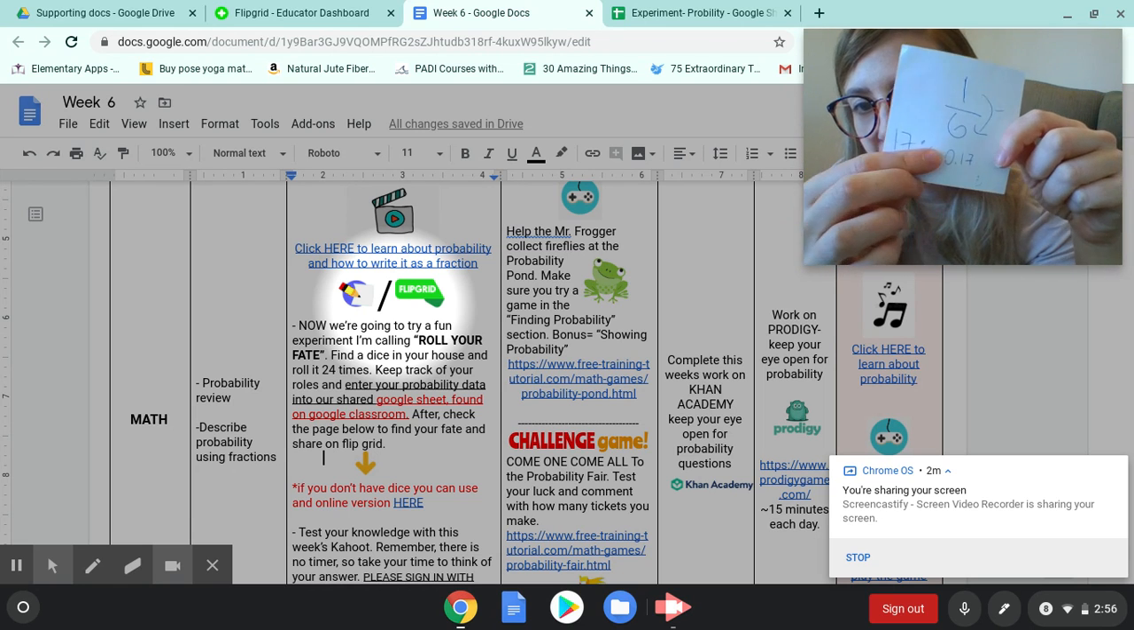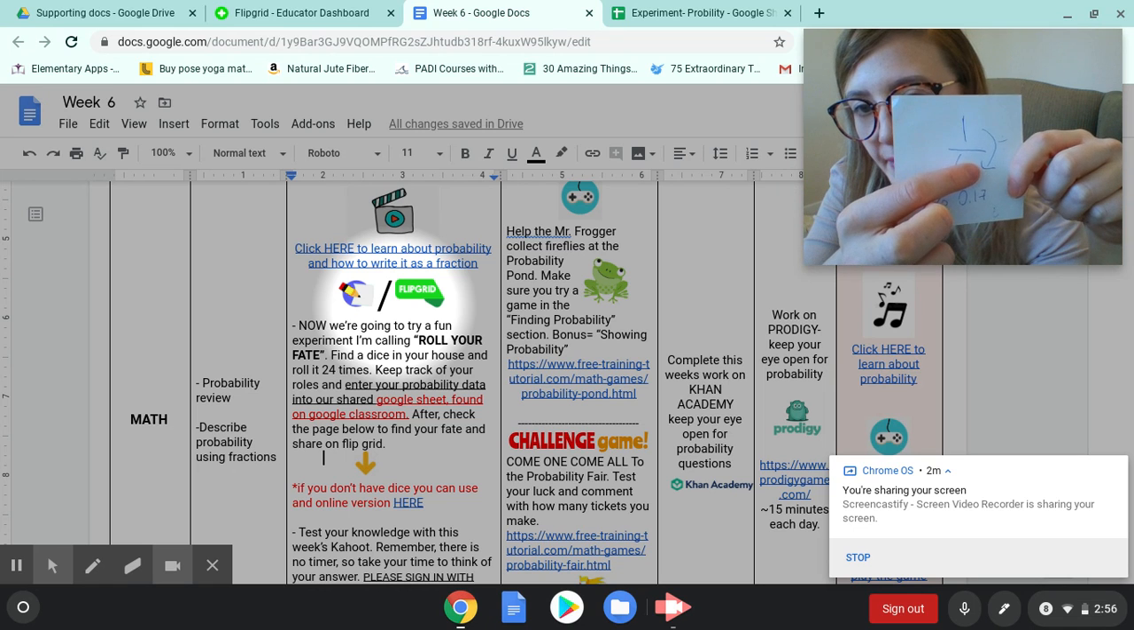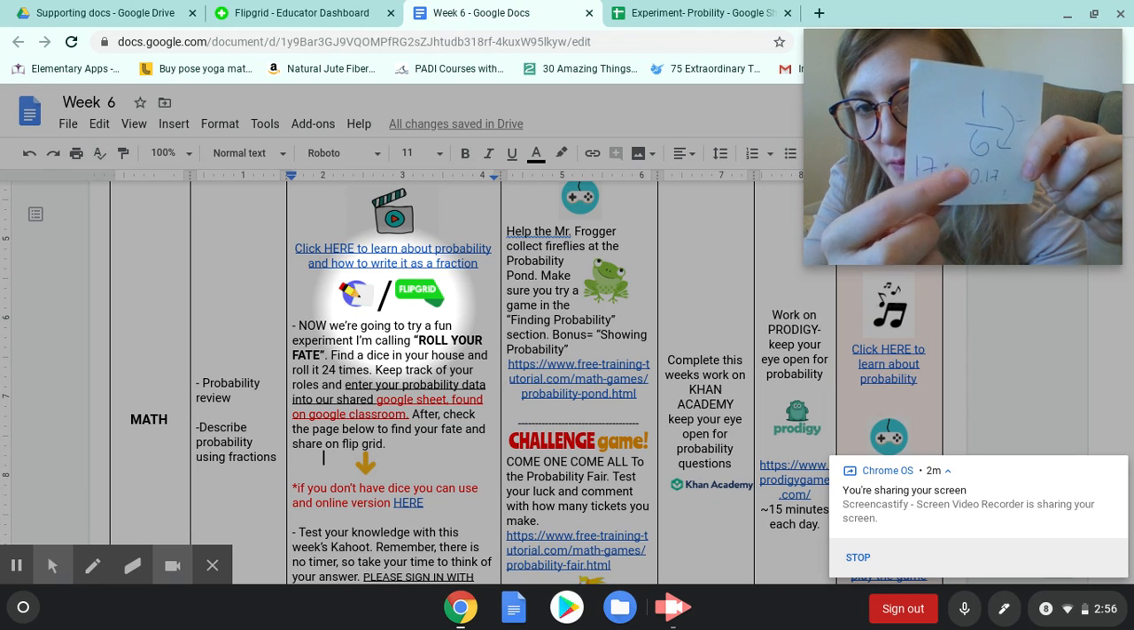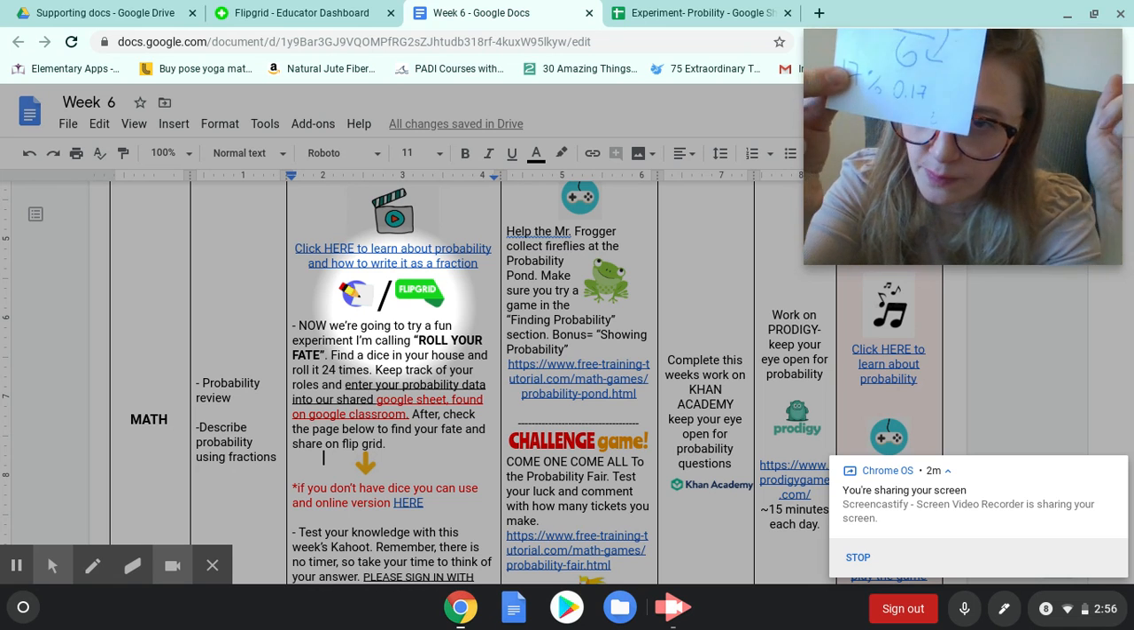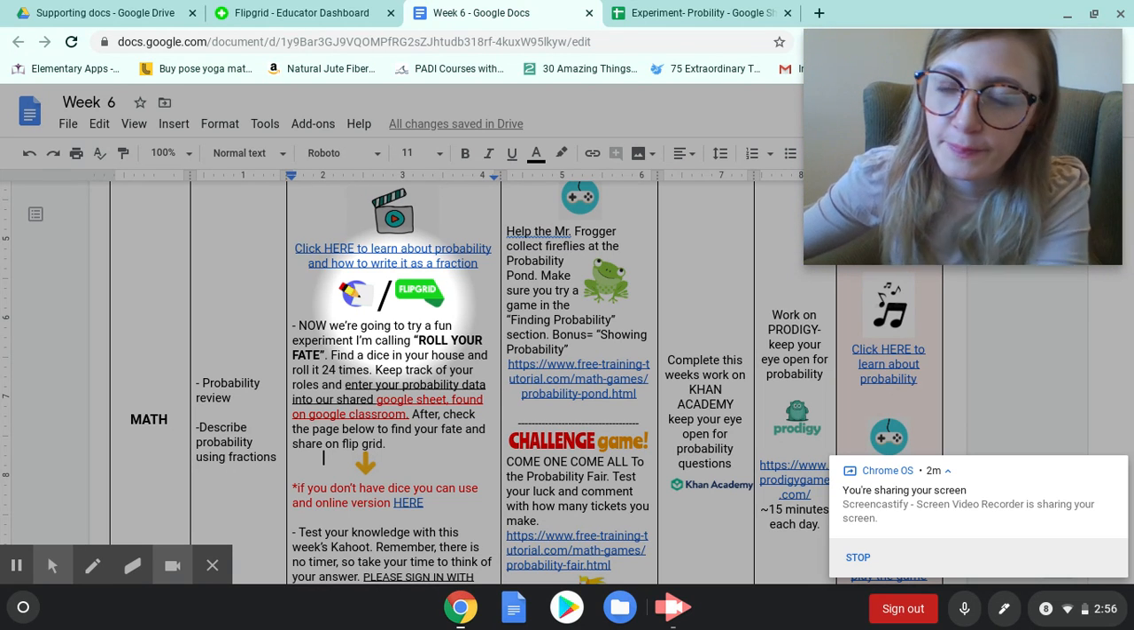I can also show that as a percent. Remember, I divide the top by the bottom. It gives me this decimal 0.17, and I convert that to 17% chance that I will roll a 4.